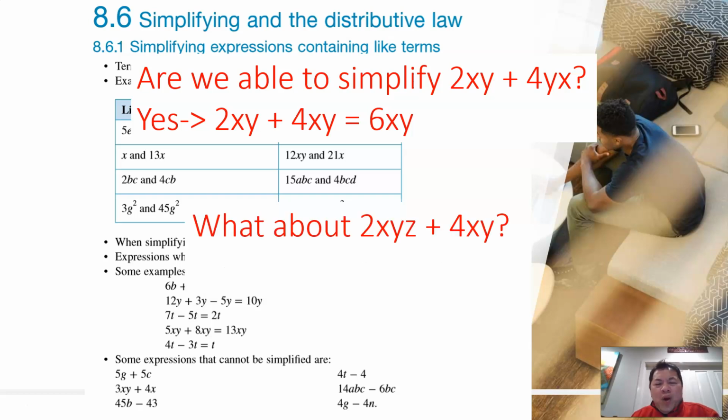How about the next one? What about 2xyz plus 4xy? Looks similar, xy and xy here, but this one has a z. So mathematically they are not alike because of the z. So you can't simplify. Got it?